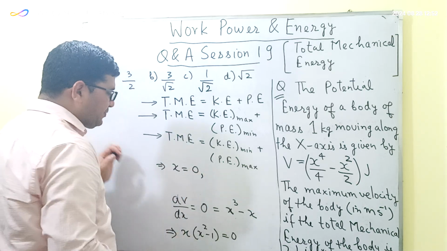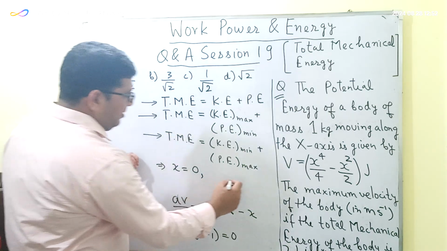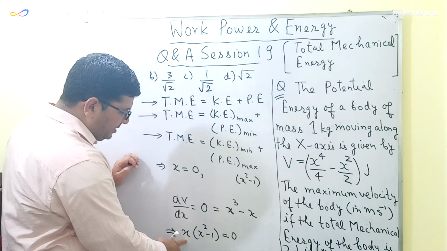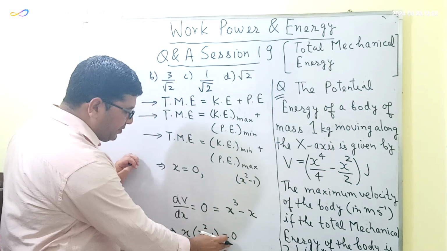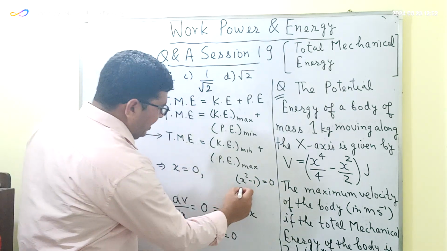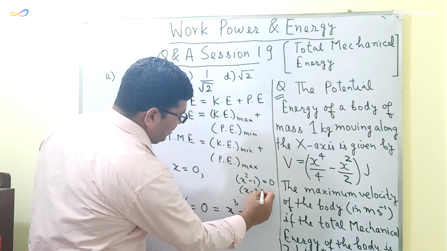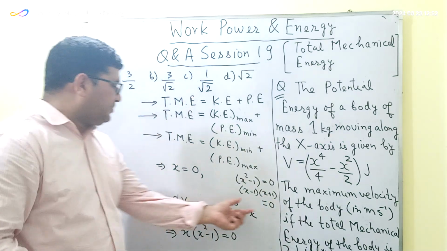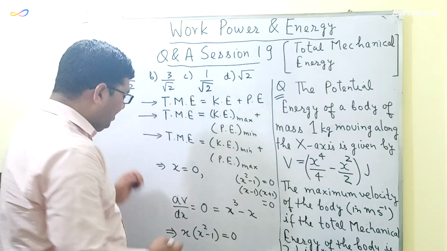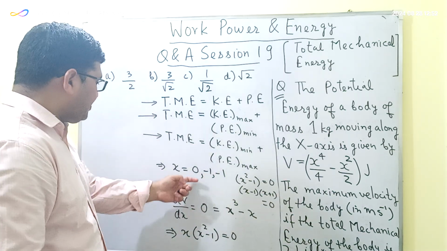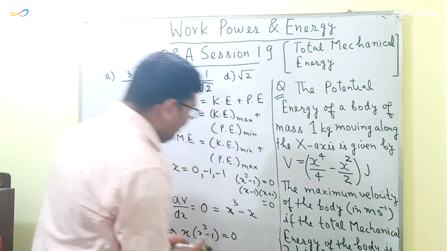Now x square minus 1 can be written as x square minus 1. This value will be equal to 0 when x is equal to 0 or x square minus 1 is equal to 0. Now x square minus 1 is equal to (x minus 1) into (x plus 1), and this is equal to 0. So this will be 0 when x is equal to 1 and x is equal to minus 1. So the values of x which I am getting from this equation are 0, 1 and minus 1.